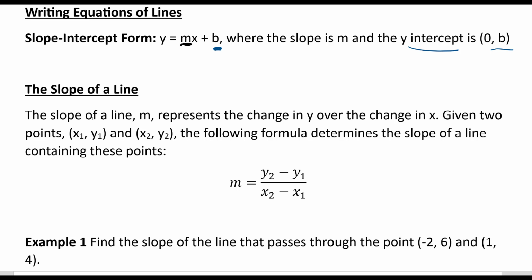But the calculation is that the slope of a line, m, represents the change in y over the change in x. People talk about deltas, like delta y over delta x. It just means change. So given 2 points, x1, y1, and x2, y2, the following formula determines the slope of a line containing these points. So our slope m is y2 minus y1 over x2 minus x1. So the change in the y over the change in the x.